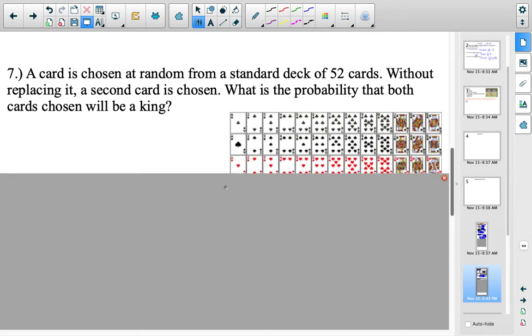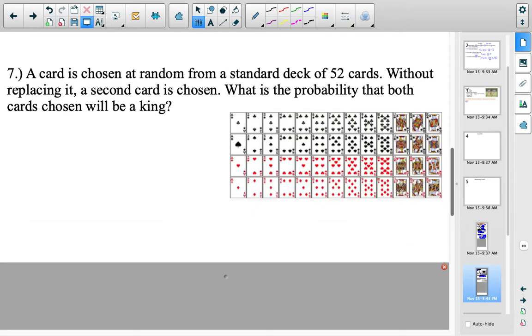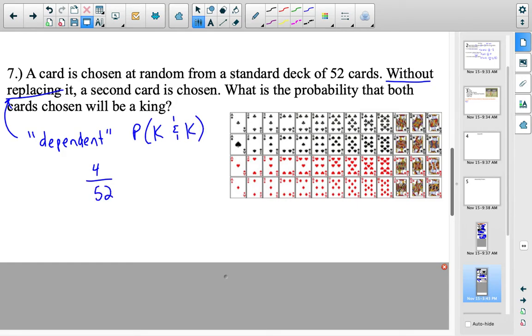Lastly, I just wanted to show one dependent with the cards. Okay, what is the probability? Again, you see the words without replacement. So if I don't replace, that means it's going to be dependent. My denominator is going to change. What is the probability that both cards will be a king? Well, I know there's 4 kings. So I want the probability of a king and a king without replacement. So 4 out of 52 on my first draw. But then whatever card that is, I'm going to keep it. So on my next draw, I only have 51 cards. And if that first one was a king, how many kings left here? 3.